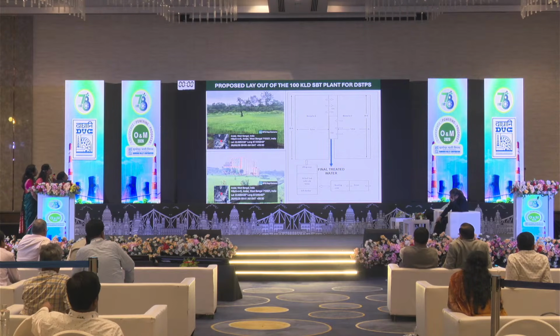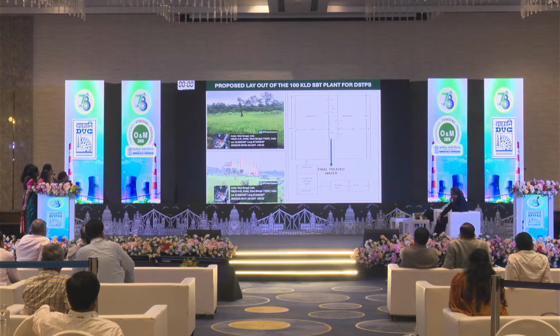This is the proposed layout of the 100 KLD SBT plant for the DSTPS plant. This layout includes screen, receiving sump, grit chamber, primary sedimentation tank, lifting sump, and then 2 bioreactors, and finally the treated water is collected for use for many purposes. And these are the 2 proposed locations selected in DSTPS considering space optimization and operational accessibility.